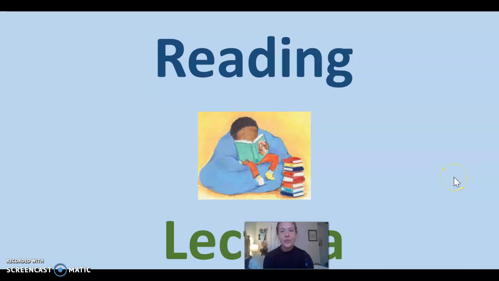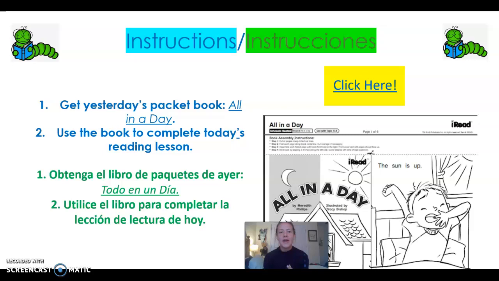So, today for reading, we are going to be moving on from characters a little bit and talking about setting. So, you guys are going to be needing your All in a Day book again. I hope you're loving that one. And you're going to use that for our lesson today.